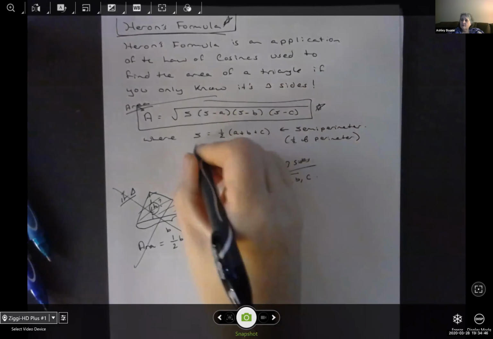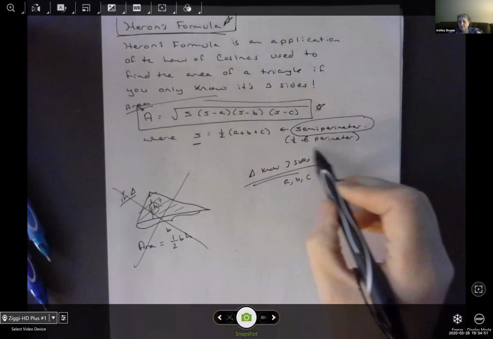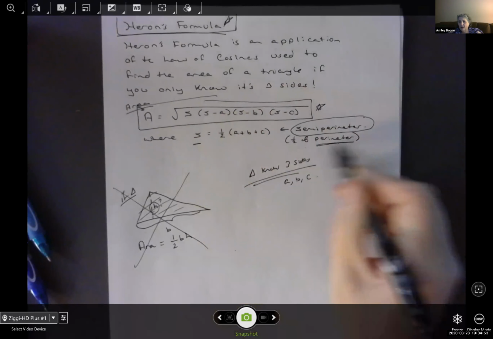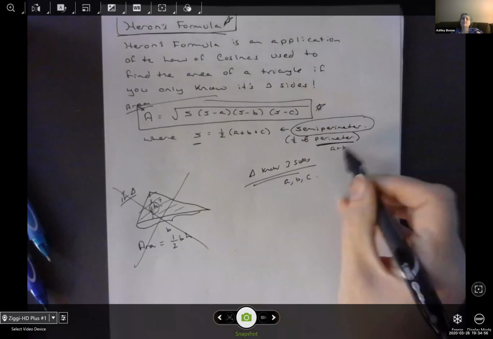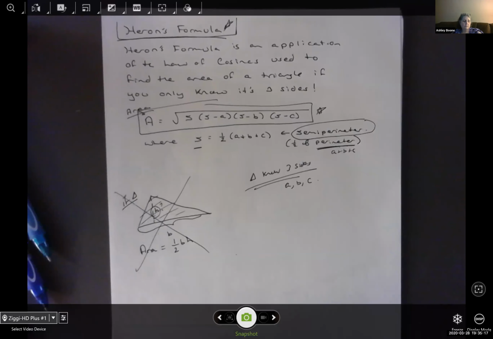S is what we refer to as the semi-perimeter. It's half the perimeter. Remember, to get the perimeter of a triangle, you add the three sides. The perimeter of any object that has straight sides enclosing it, you add up the sides. So S is the semi-perimeter, okay? This is the formula we can use to find the area of any triangle if we know the sides. So keeping this in mind, let me go through an example using Heron's formula.